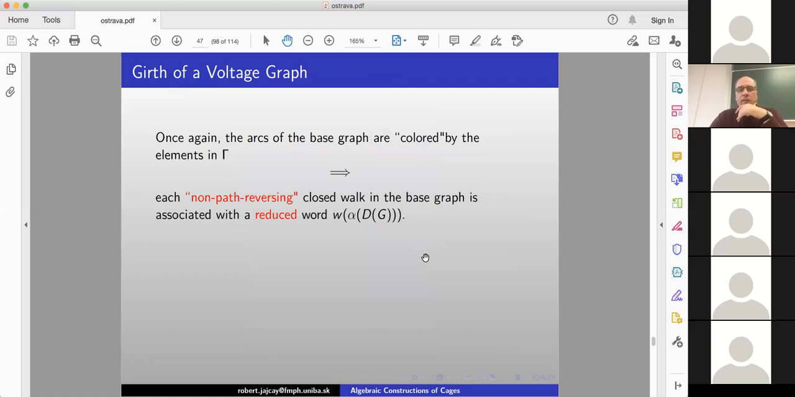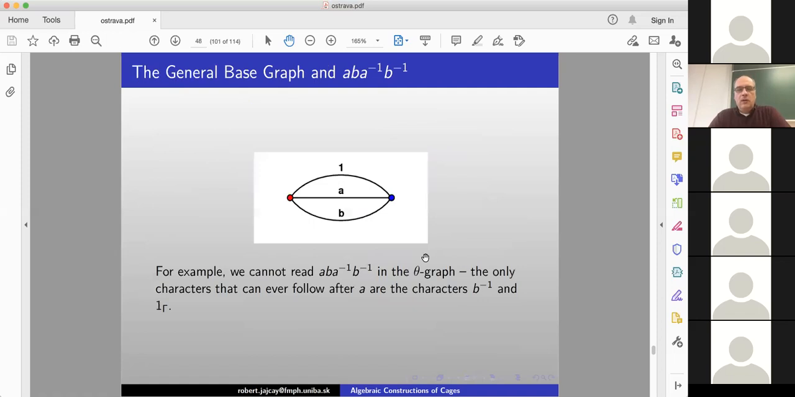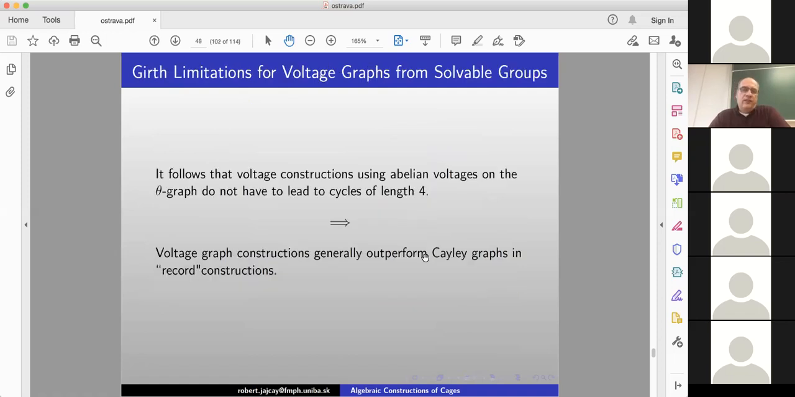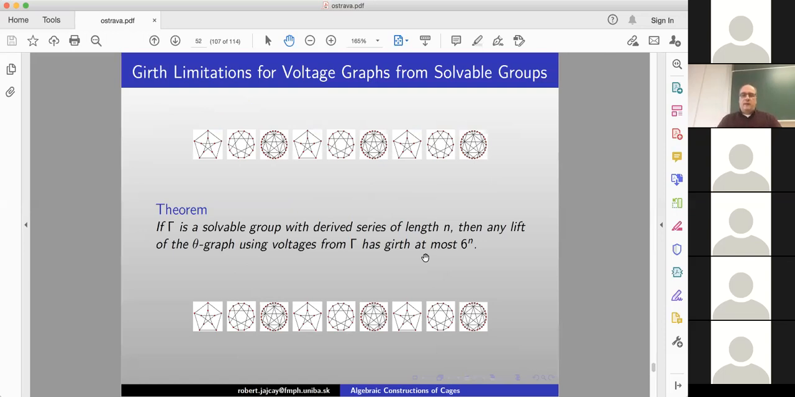And I listed for you some of the basic results that predict how the voltage graphs will perform. And I will really go quickly over this. Certain games are played differently, but in a similar way. You again are asking what's the shortest cycle. I apologize for going quickly through this, but I do want to show you this theorem. If you remember, for solvable groups' Cayley graphs, the girth was limited by 4 to the n.